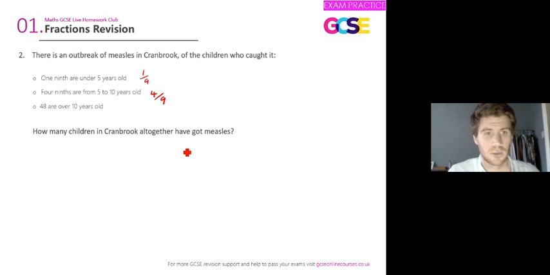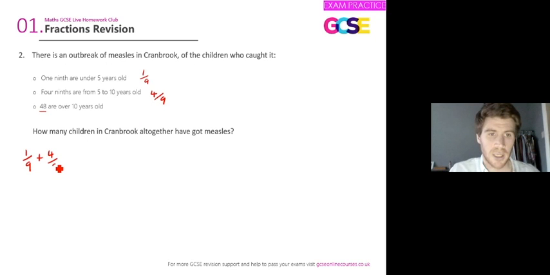Now this is a tricky reverse fractions question. We need to identify some things that we know, and that is what fraction are the over 10-year-olds, because we know the number, 48, but we don't know what fraction that is at the moment. So let's work that out. We need to add our two fractions together: the under 5s, which is 1/9, and the 5 to 10-year-olds, which is 4/9.